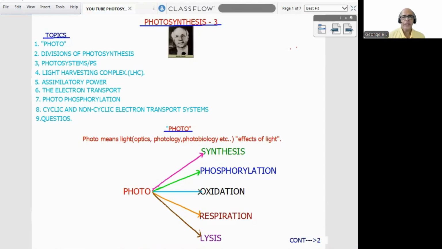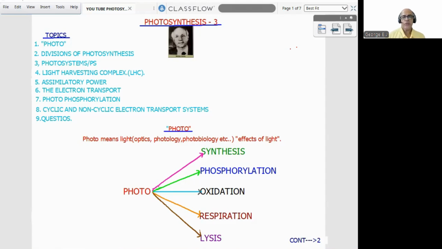So when we discuss the term photo, it is a familiar term for us. Photo generally means light. And in physics, there is a branch called optics. Biology side, we may use the term like photobiology, even photology, which generally deals with effects of light. For us, it is on plants.